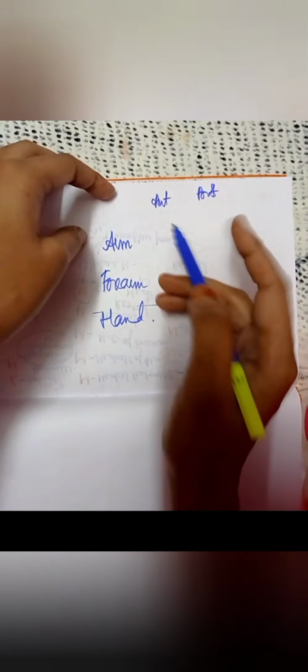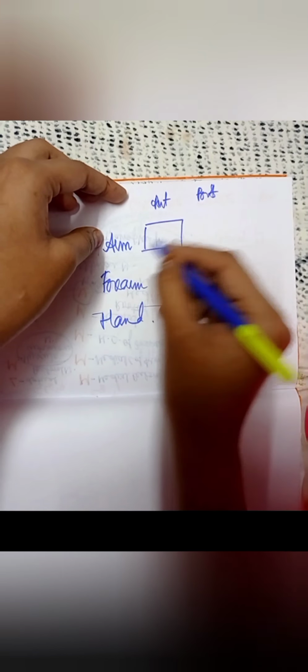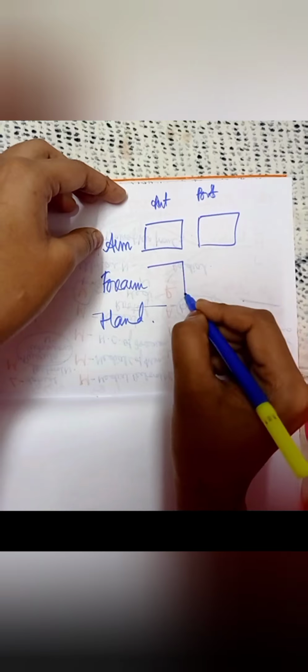So your arm and forearm, not hand, divide the muscles into anterior compartment and posterior compartment. Just a rough division I am telling. So arm, anterior compartment, posterior compartment. Forearm, anterior compartment, posterior compartment. So in your arm, every muscle in the anterior compartment is handled by your musculocutaneous nerve.